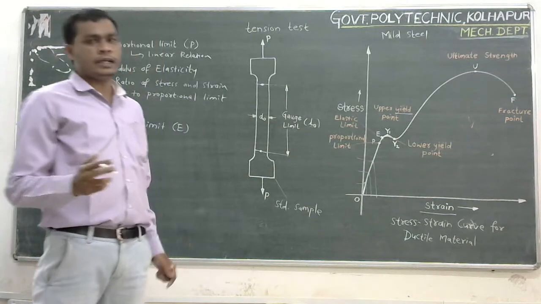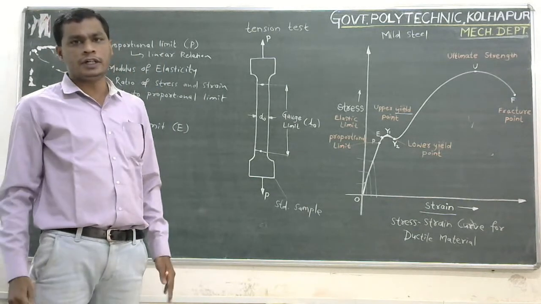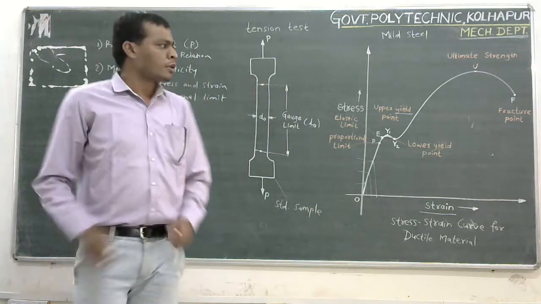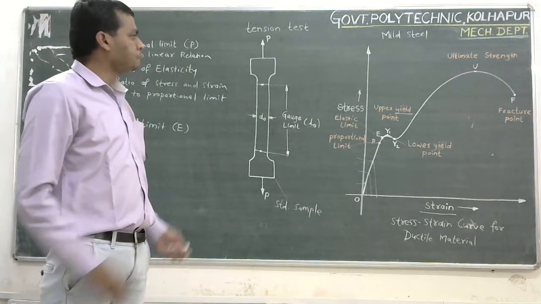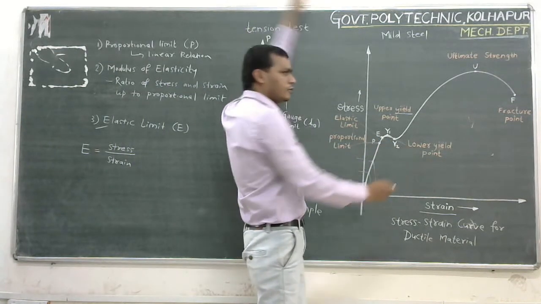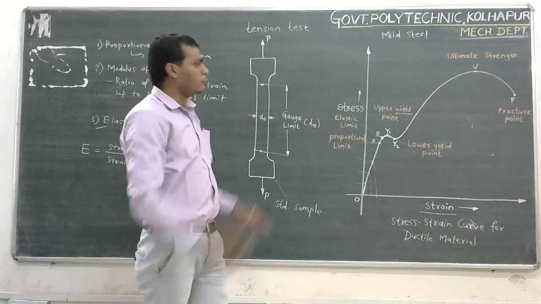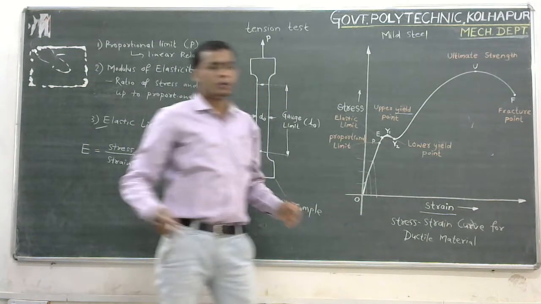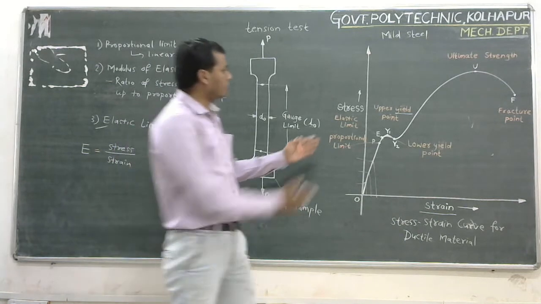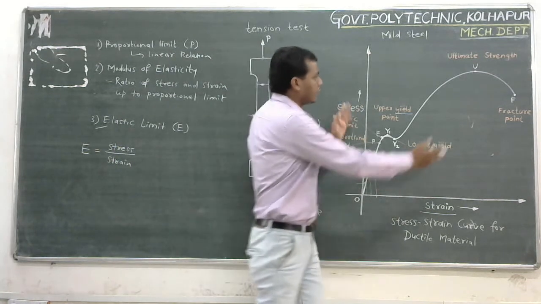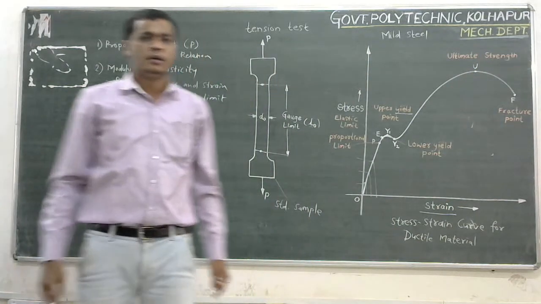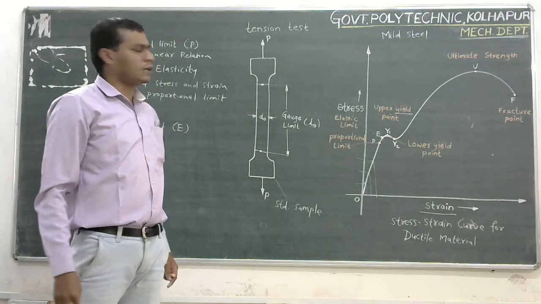Again, in many materials there is no separate lower and upper yield point, so we take a common point, the common yield point. And after yielding, the material again takes the stress strain curve on the higher side, because due to strain hardening the material becomes harder, and due to this hardness the stress increases and strain increases, and at one point it reaches the maximum stress, that is called the ultimate strain.